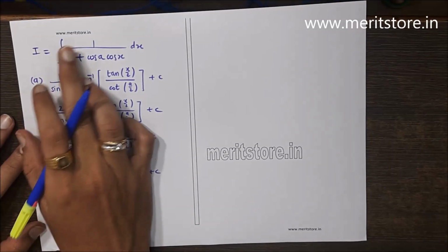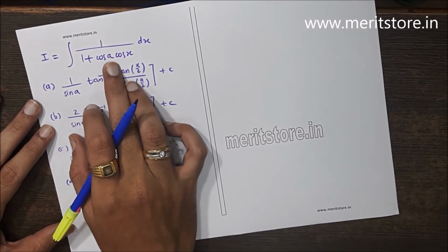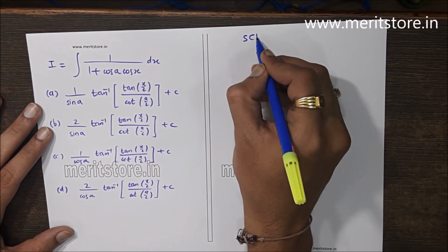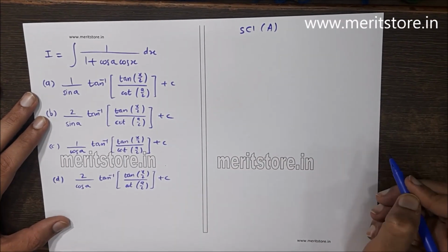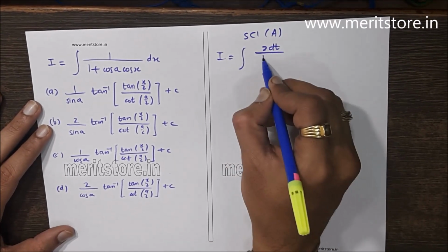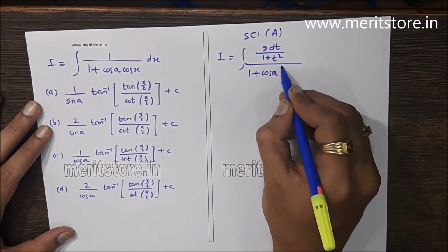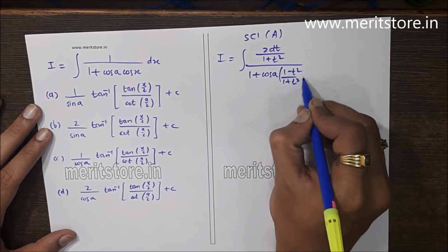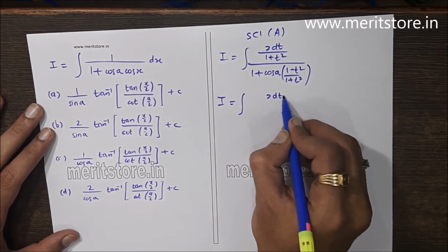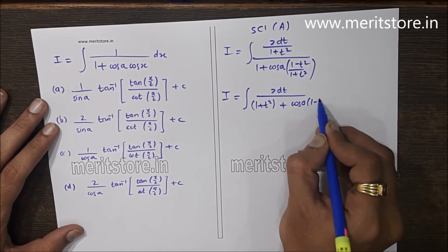Integral of 1 upon (1 plus cos A cos x). Observe, cos A is to be treated as a constant, and with that logic, this sum falls into our category of sine cosine A. Following the method of sine cosine A, my integral will reach to 2 dt upon (1 plus t square) upon (1 plus cos A into (1 minus t square) upon (1 plus t square)).